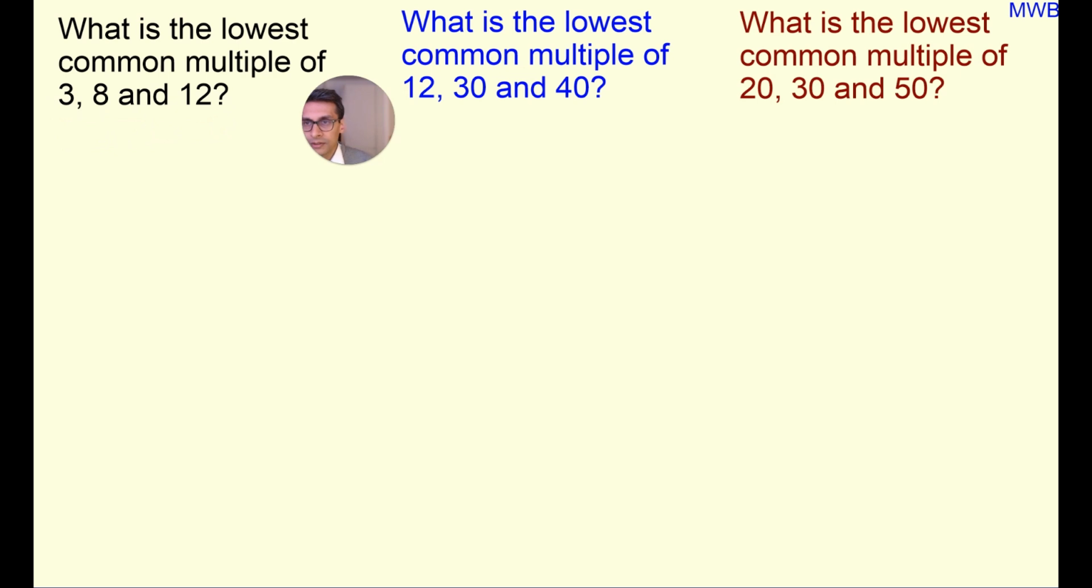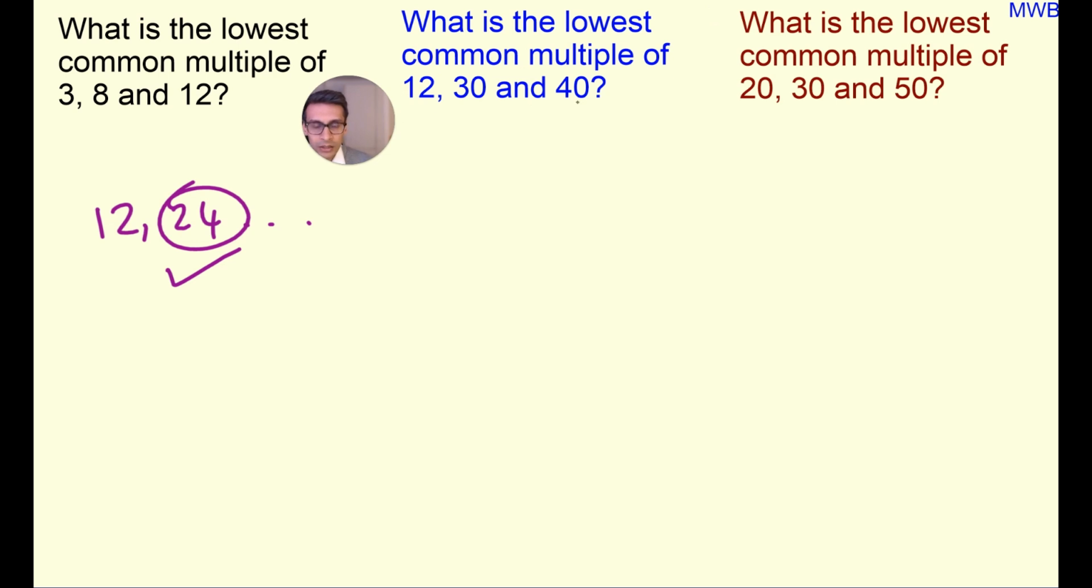I'm going to go through these. So for 3, 8 and 12, you can probably do this in your head. 12 times table, so you've got 12, 24 and so on, but actually you spotted that 24 is in the 8 times table and in the 3 times table, so that's fine. You can just state 24 is the lowest common multiple.